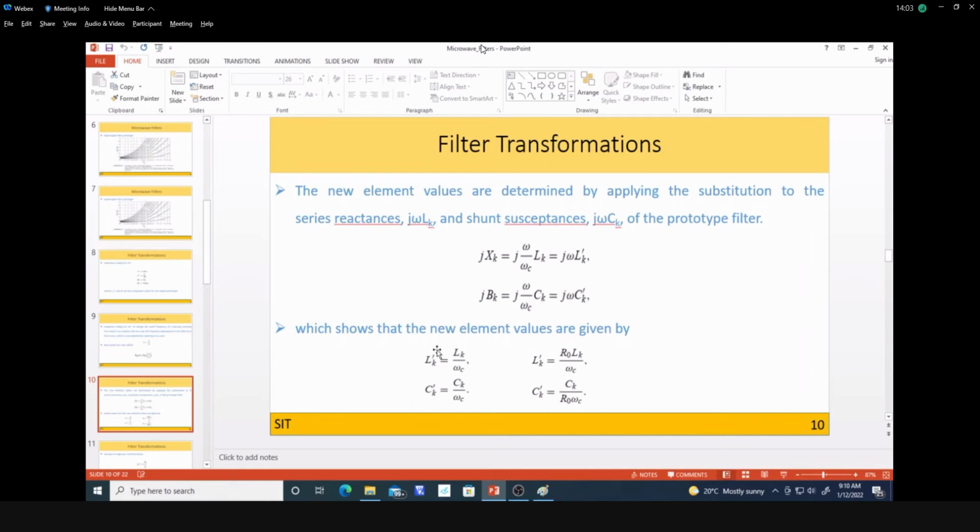And if you want to incorporate both frequency and impedance scaling, we can completely do it by using this equation. So we have the impedance scaling, we have the frequency scaling, both we are doing here. So these are the actual new element values, the absolute values of the elements, where we are doing both impedance and frequency scaling here. Okay. So this is for the low pass filter type.